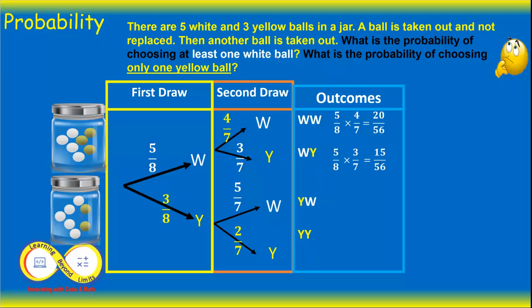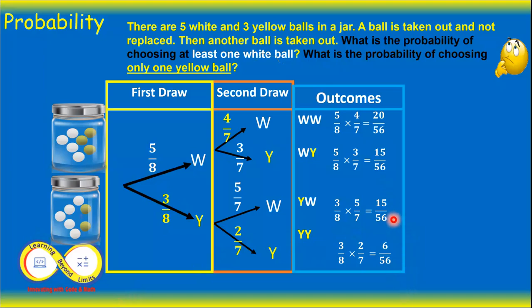If we had drawn a yellow ball first, then we would have gone yellow, then white. A yellow and a white would give us an outcome of 3 eighths times 5 sevenths, and that would give us 15 over 56. We could have drawn a yellow and then a yellow, and that would give us 3 eighths times 2 sevenths, which is 6 over 56.